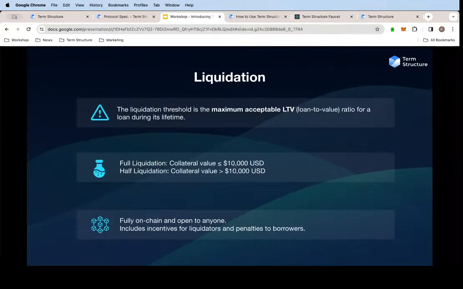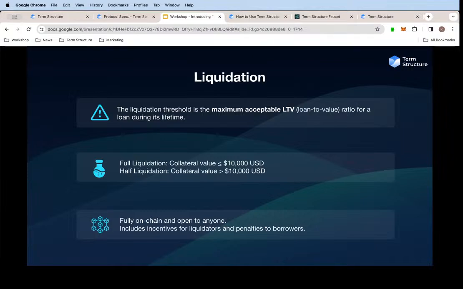In this slide, I'm going to talk about the liquidation mechanism, and I believe a lot of you are very concerned about this. So the liquidation threshold is the maximum acceptable loan-to-value ratio for a loan during its lifetime. If the LTV ratio of a loan reaches this threshold, the liquidation process will be triggered. The liquidation threshold actually varies depending on the collateral and borrowing tokens used in the loan. And it can be either full liquidation or half liquidation, depending on the value of the collateral.